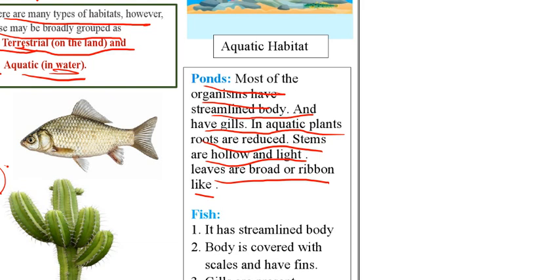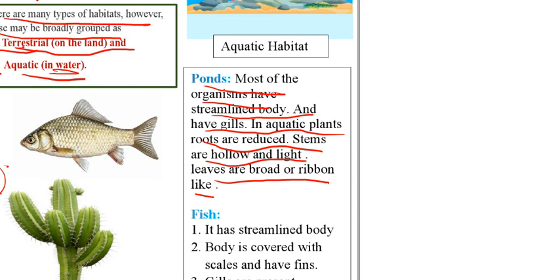Okay, and they have a streamlined body so that they can reduce that friction. Also they have gills so that they are able to respire or breathe in the water, because aquatic habitat is the habitat which is in water, so they live in water. That is why they need something to breathe. The lungs don't work, so they have their gills. And in aquatic plants, the roots are reduced, stems are hollow, that is empty from inside, and also very light in weight. And the leaves are also broad or like a ribbon.